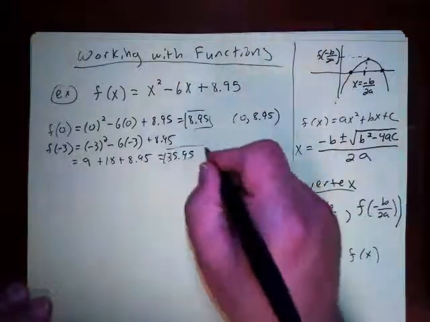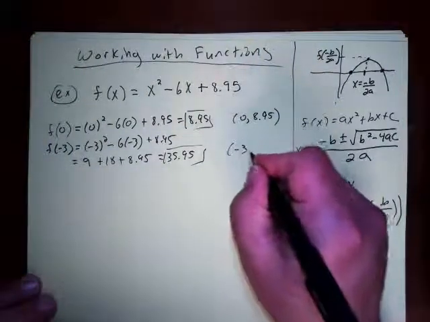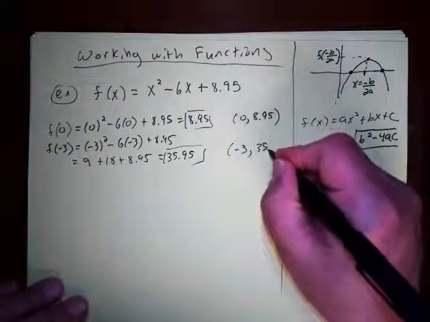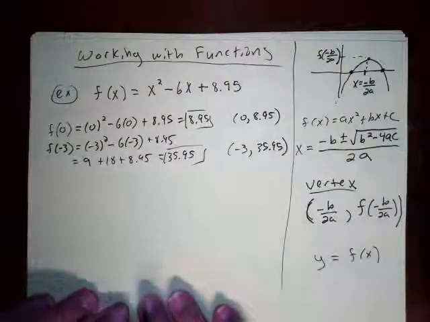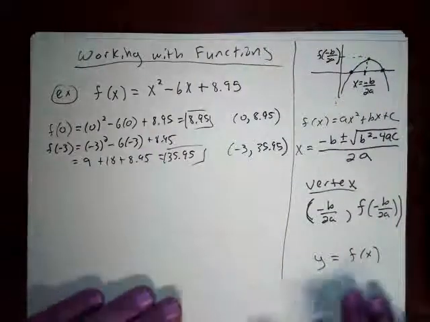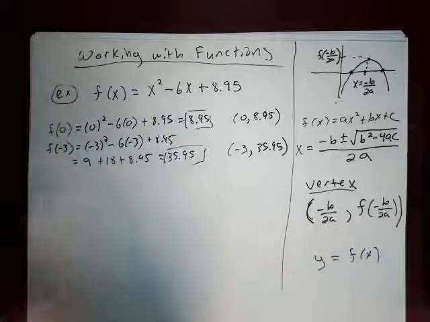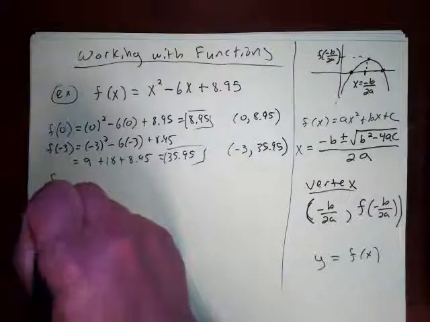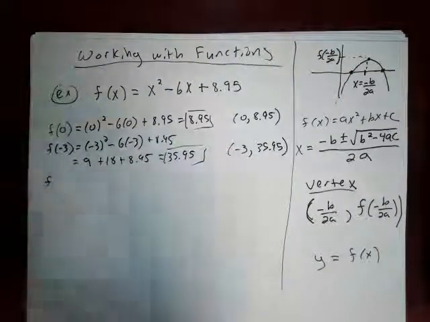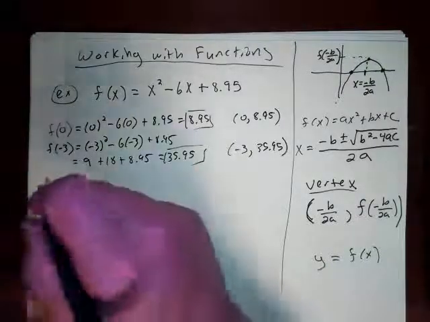Right? And so I'm evaluating this at -3, and so I get this ordered pair, -3, 35.95. That'd be another ordered pair in my function, okay? And so that's how that function notation works. And it's also important, and we're going to be using it to define a derivative, and you can use it for other things.